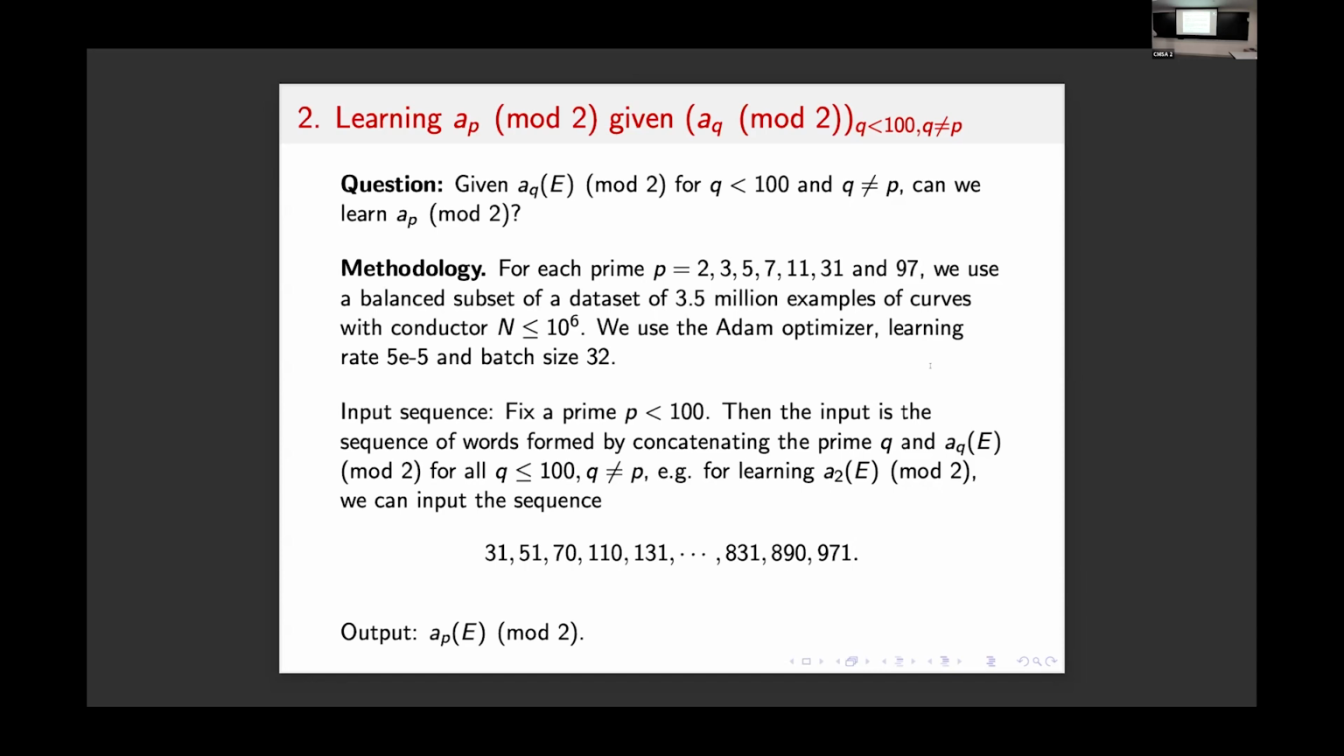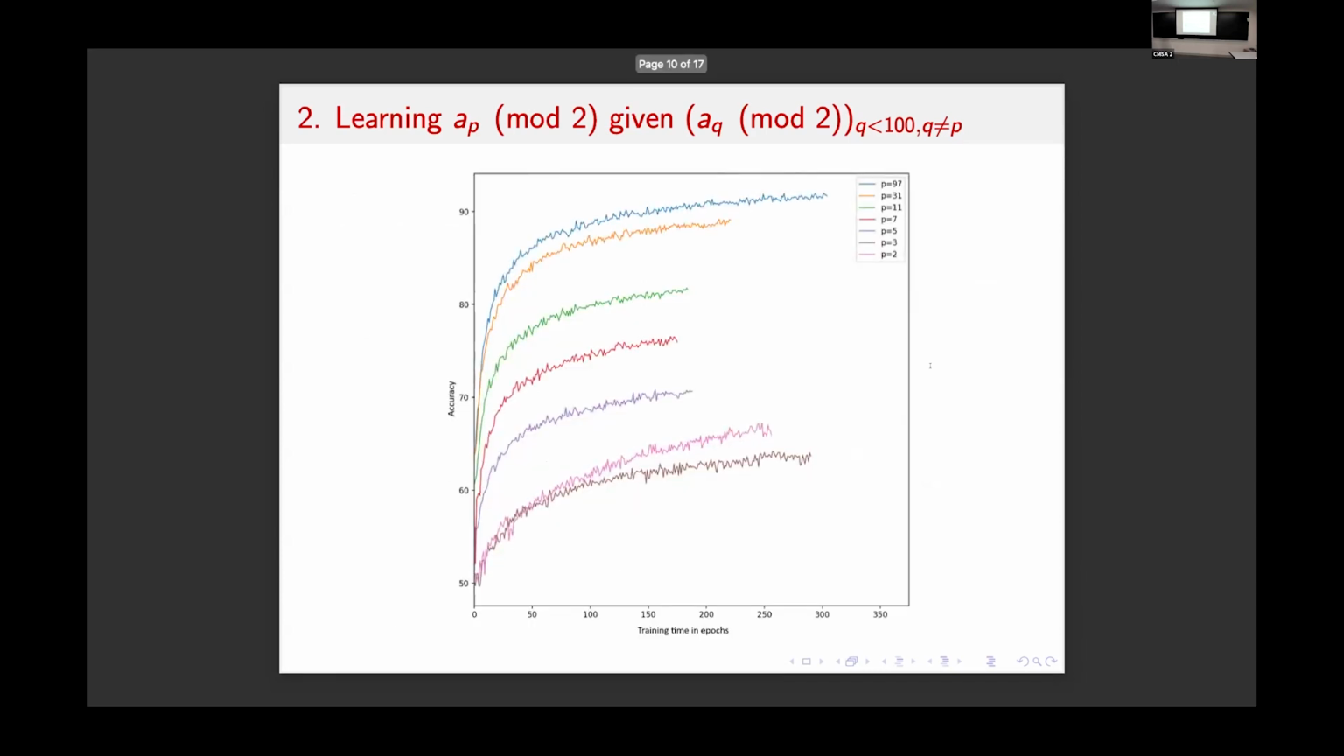We know that they're actually numbers. The computer doesn't know that yet. All right, and then it's a binary classification problem. It just gets out AP mod 2. All right, so these were kind of the different primes that we tried. Basically, higher primes gave better accuracy.